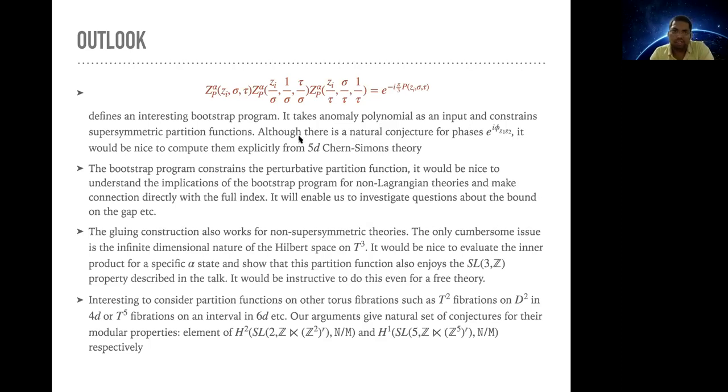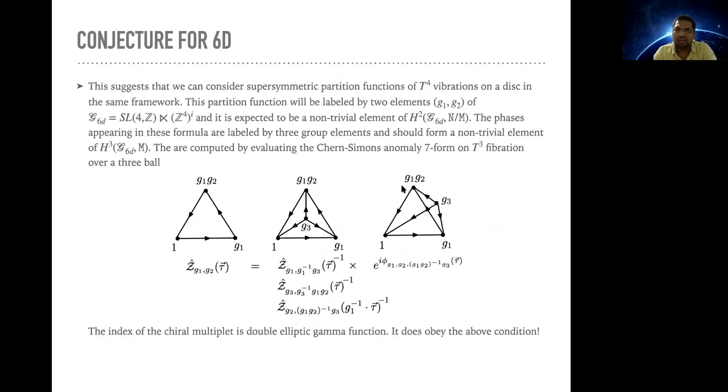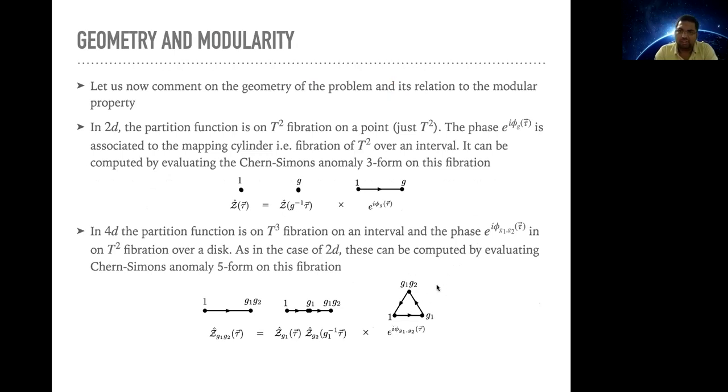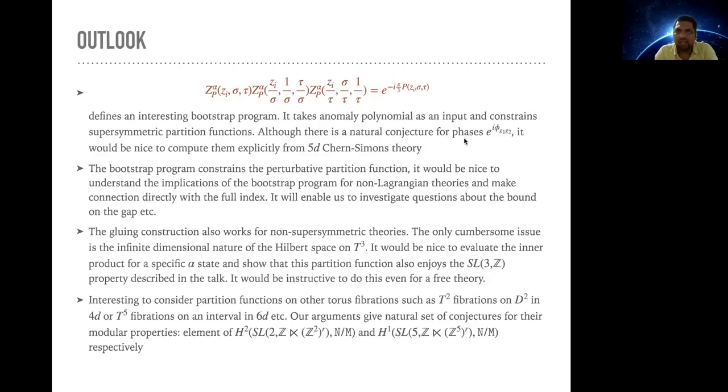Lets you do very natural conjectures. But it would be nice to compute them directly from 5D Chern-Simons theory by considering the vibrations of the kind that I mentioned. You have a T3 fiber on a disk in this way, and you compute 5D Chern-Simons on that, and that will let you construct these phases directly. So it would be nice to do that.